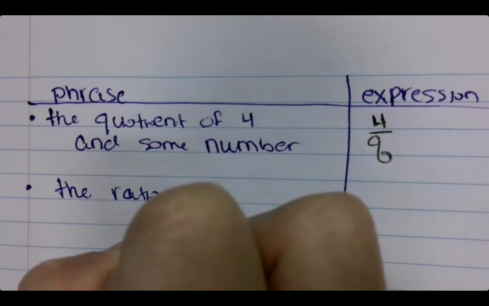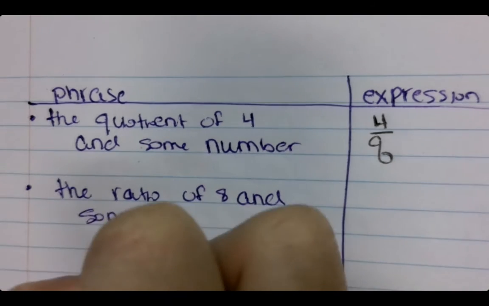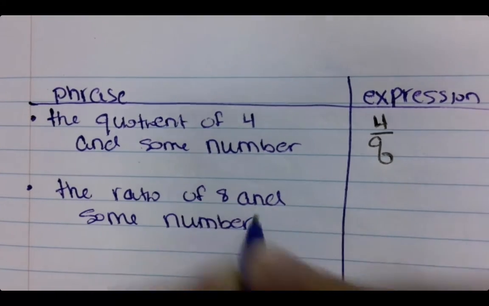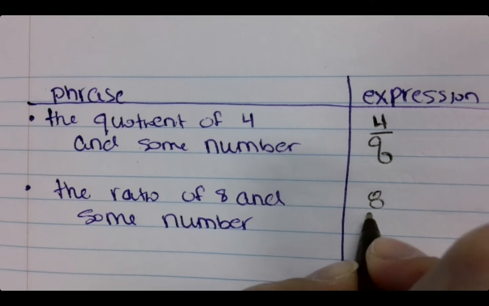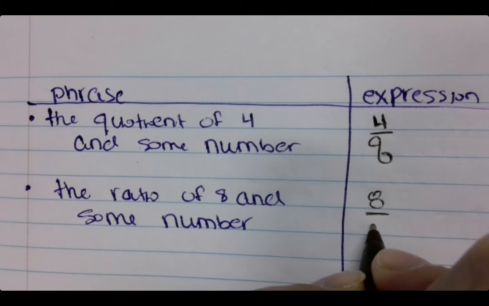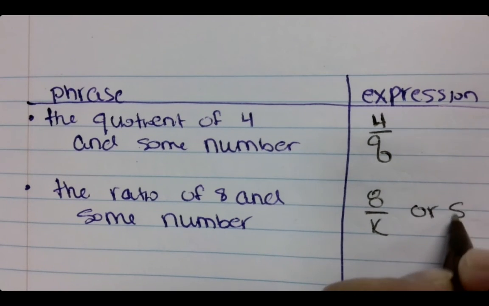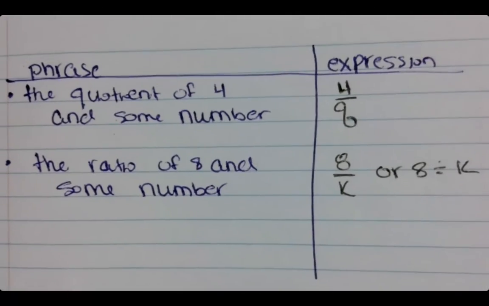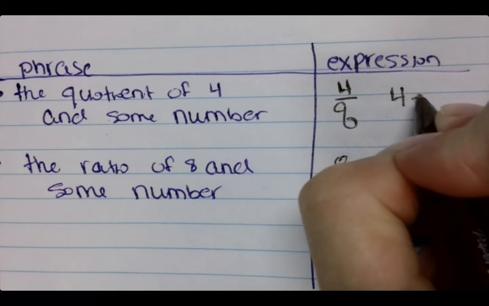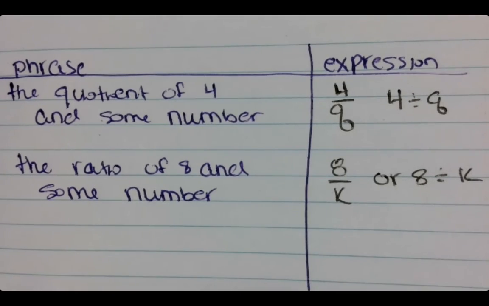The next one, the ratio of 8 and some number. So same thing. We can do 8 over some number. Also, I should make sure that we know both ways. So again, this could be 4 divided by Q. Good on that? And what operation is that? This is going to be division.